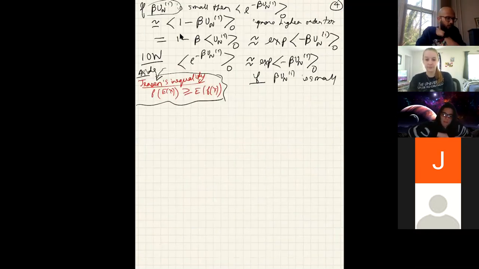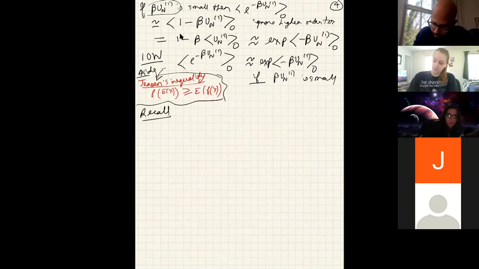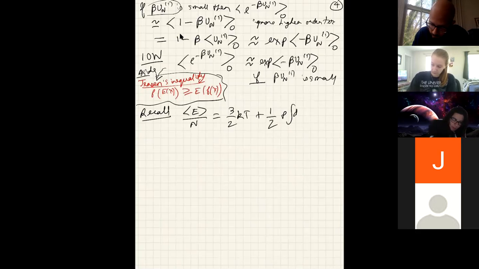So 3-4 lectures ago, we showed that the total energy of a system is 3/2 kT, which is coming from the momentum part, plus half rho integral dr 4 pi r square g of r u of r. Does this ring a bell? We did something like that around a few lectures ago.